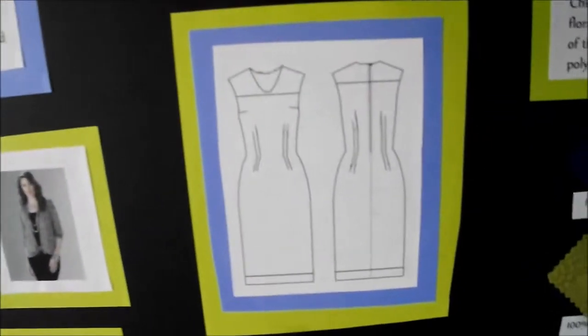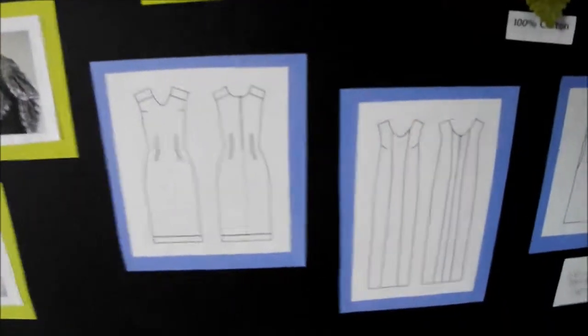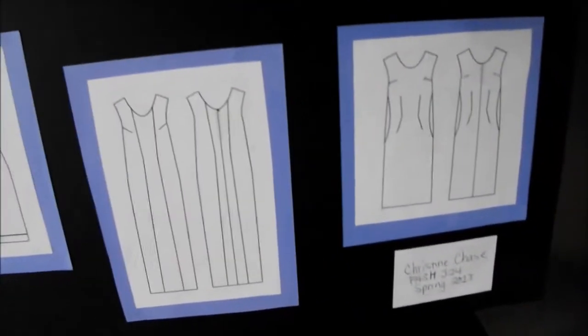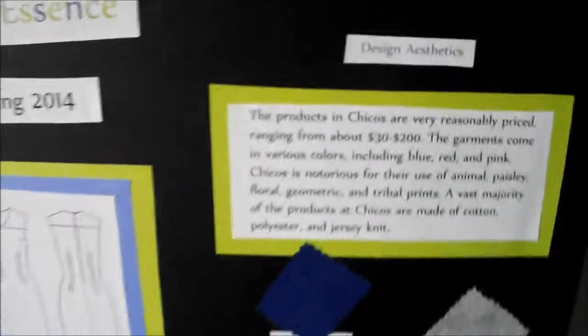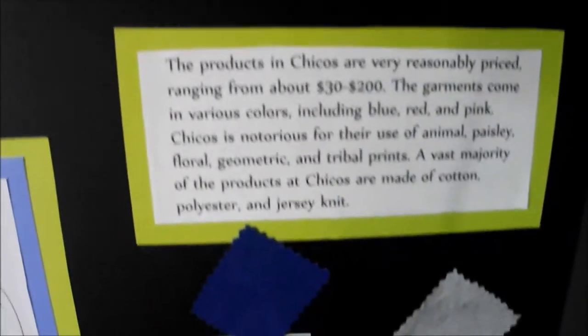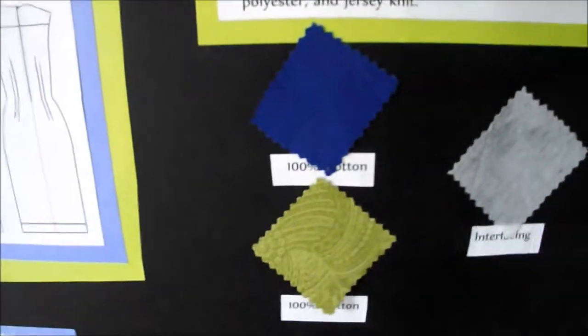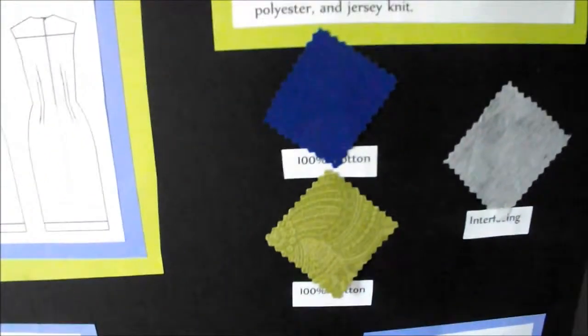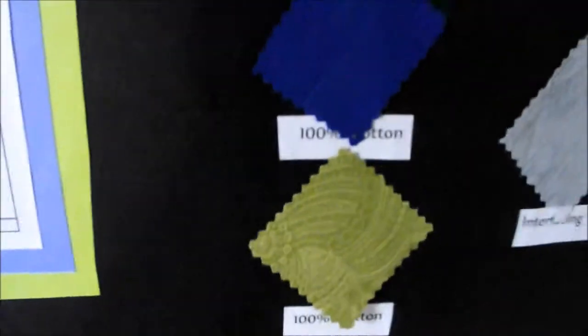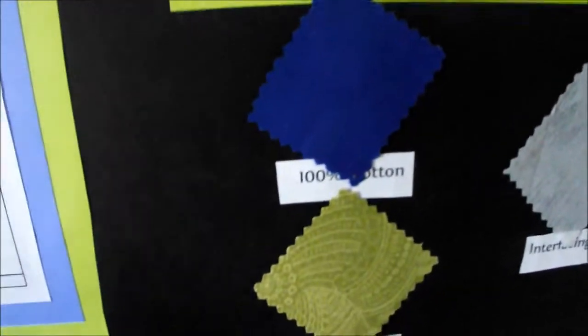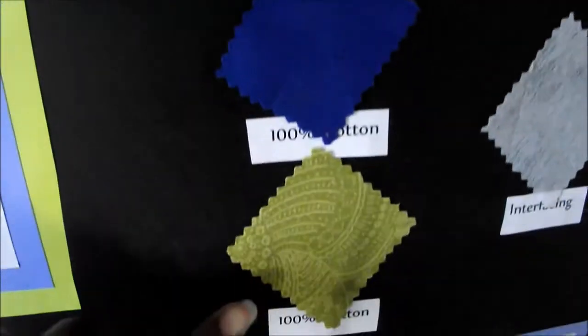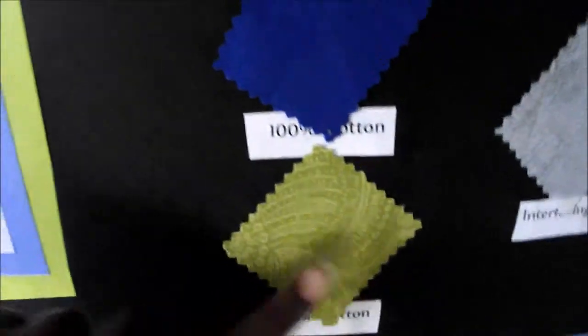I posted images of what the ideal target market for Chico's is. Here's one design. We had to put up at least 4 different designs, I believe. We had to talk about the design aesthetics for the store, and of course, post our fabrics. I noticed that Chico's had a lot of solids and prints, so I wanted to incorporate both of them. And so that's why I have the solid navy blue, and then the tribal-ish green fabric.